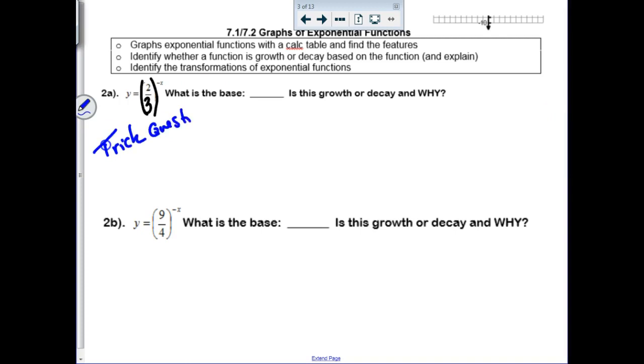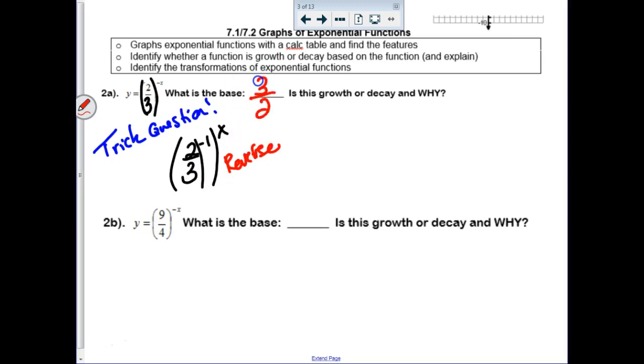So be careful. The base is not 2/3, because this is really 2/3, but it's got a negative x exponent, so it's like 2/3 to the negative 1, and then it's raised to the x after that. So the base is really, when you have a negative 1 exponent, remember, it's going to distribute to both of them and it's going to reverse the fraction. Or you're going to get the reciprocal. So the base is actually 3/2. Okay, so be careful there, it's a trick question.